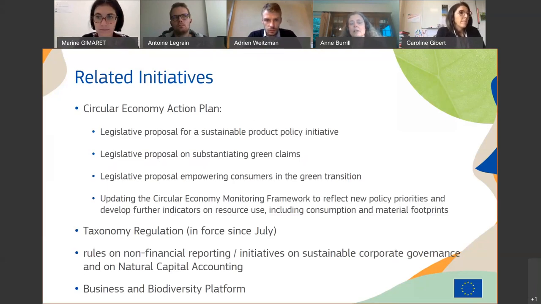The main regulations are in force, but work is still underway on collaborations in the various different sectors. There's also work on non-financial reporting initiatives.